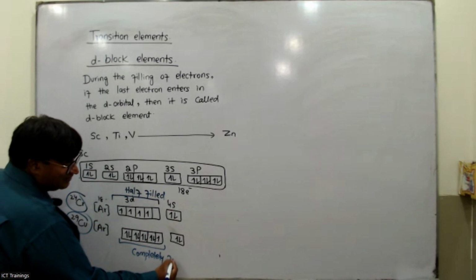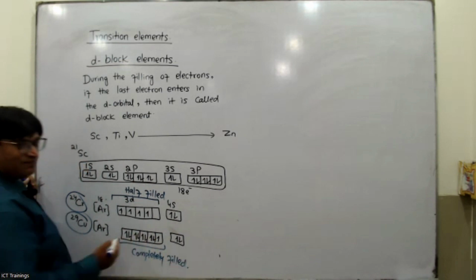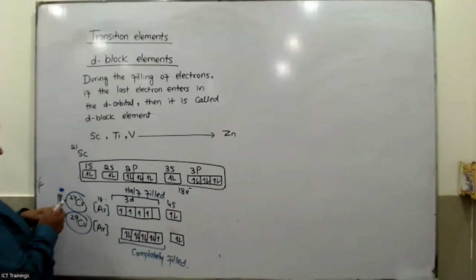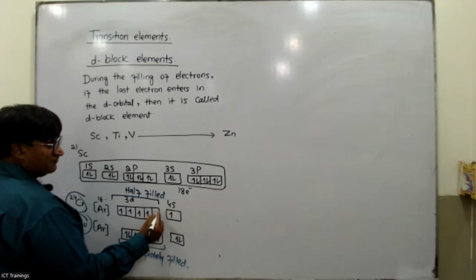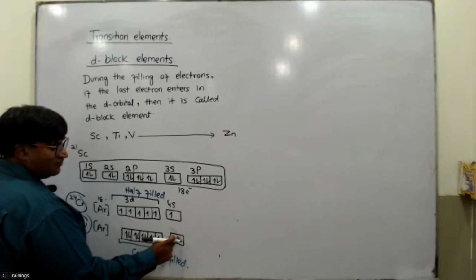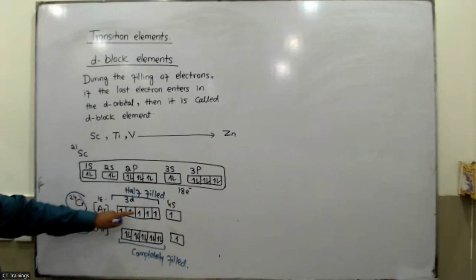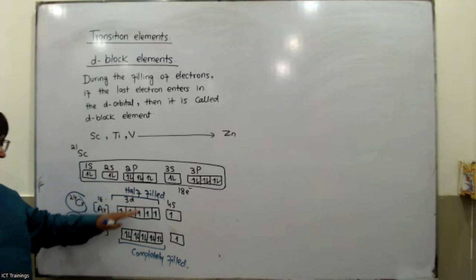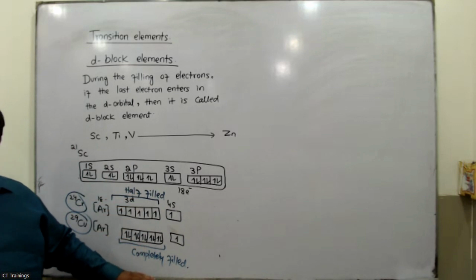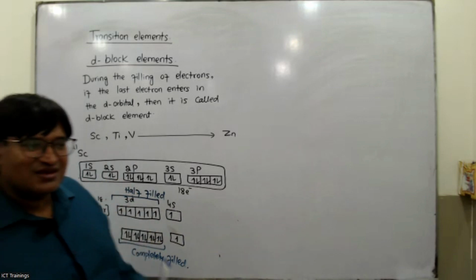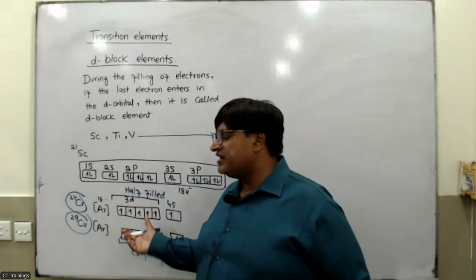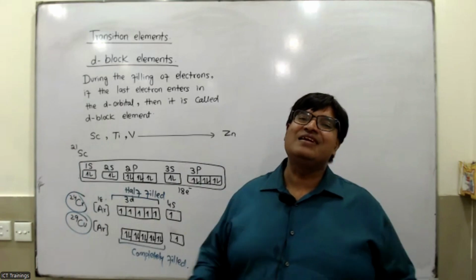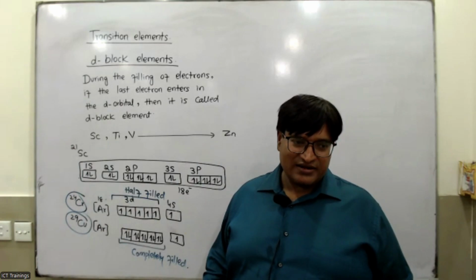Okay? Completely filled. So what would happen in that case? One of the electrons from the 4s would be shifted up here, and one of the electrons from the 4s would be shifted up here to make the 3d half filled or 3d completely filled. Why? Because there is a special stability associated with the half-filled and completely filled d subshell. Did you get it?